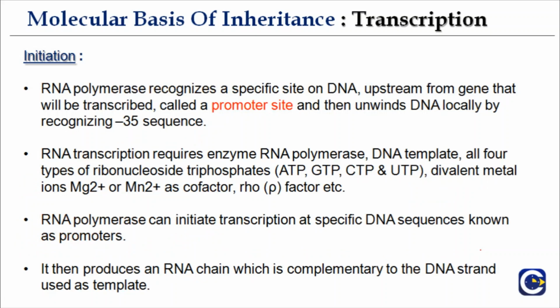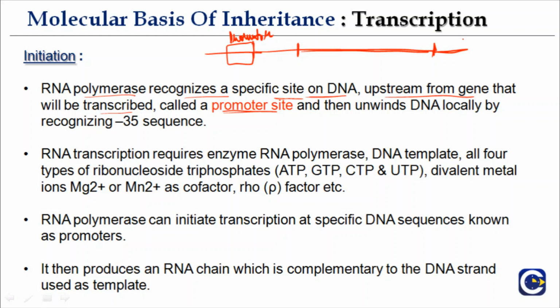So initiation. RNA polymerase recognizes a specific site on DNA which is upstream from the gene that will be transcribed, that is called the promoter site. Now, if you remember, the structure of a transcription unit on the DNA molecule, we always said that there was a transcription start site and there was a promoter region. So, RNA polymerase recognizes a specific site on DNA upstream. So, what is upstream? For example, this is the cistron here, or this is the gene that has to be transcribed. Upstream will be any sequence that is on the left.